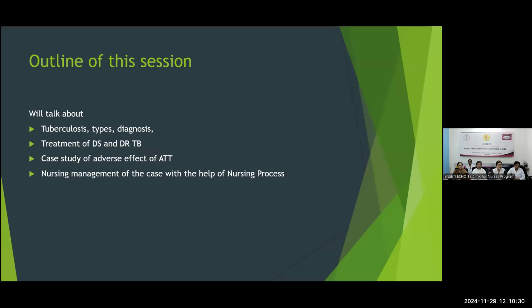We will talk today about the types of tuberculosis, diagnosis, treatment of drug-sensitive and drug-resistant TB, then a case study of adverse effects of ATT, and then nursing management of the case with the help of the nursing process.